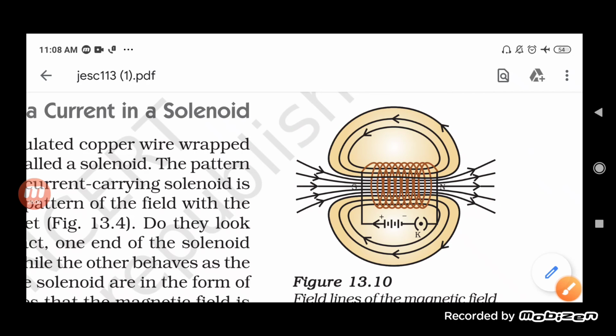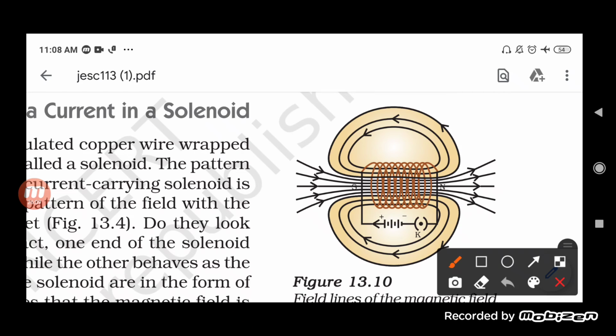It is because of that only that it forms a circular loop around it. So if this is south and this is north, as you can see here, it is entering from the south to the north, and from here, from north to south, it will complete the circular loop.